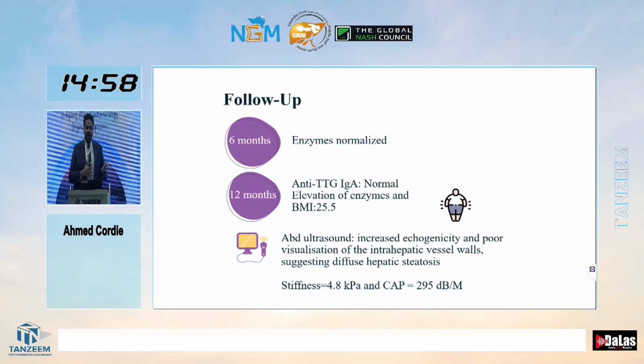Back to our case, 6 months after she had been on a gluten-free diet, her enzymes normalized. Twelve months later, the anti-TTG was still normal, but the patient started to have elevated transaminases again. She was getting obese, with BMI changed to 25.5, and abdominal ultrasound showing evidence of hepatic steatosis, which was also confirmed by CAP.